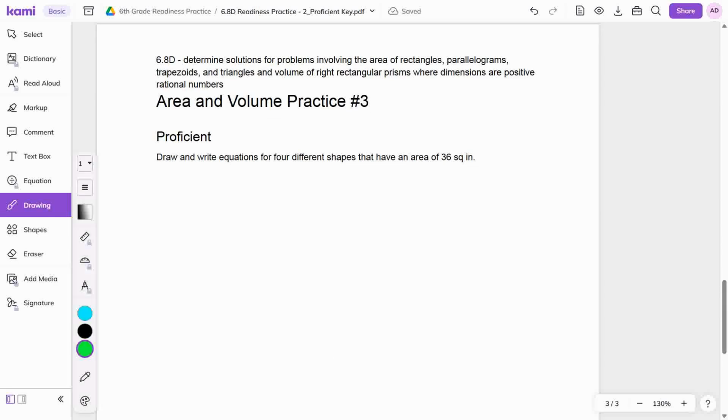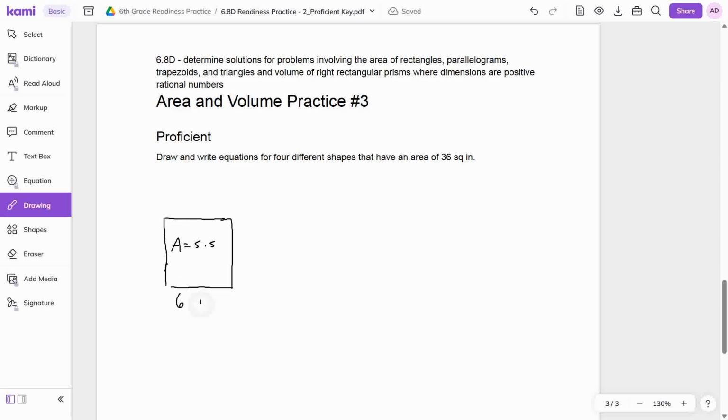So third, we need to draw and write equations for 4 different shapes that have an area of 36 square inches. All right, so let's start simple. If this is a square, then we are going to say the area of a square is going to be side times the side, right? So that's going to be 6 inches and then 6 inches. So that's one. That's the easiest one.